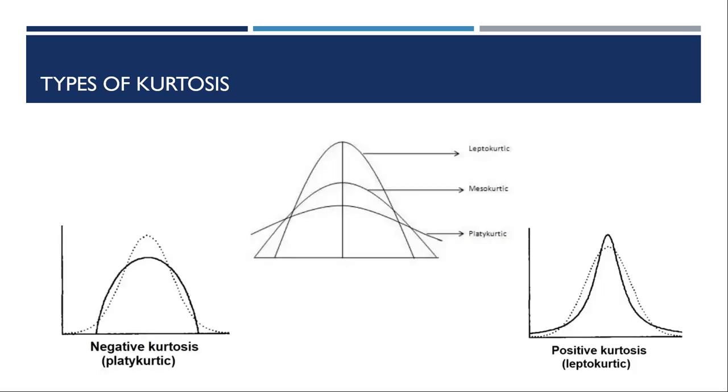So from the diagram, we can see the distributions: for negative kurtosis, which is less than the normal distribution, it is platykurtic, and for positive kurtosis, which is leptokurtic, it has more than the normal distribution, which is mesokurtic.